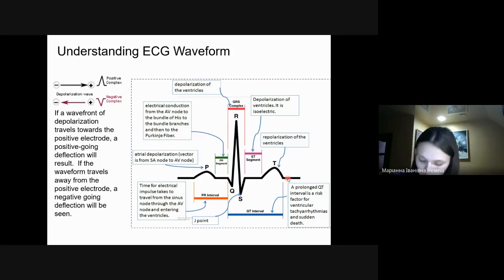The T wave should be positive in leads I, II, and V5 to V6. In aVR, it is going to be negative. Generally, the duration of the QRST complex should be about 0.34 to 0.45 seconds.